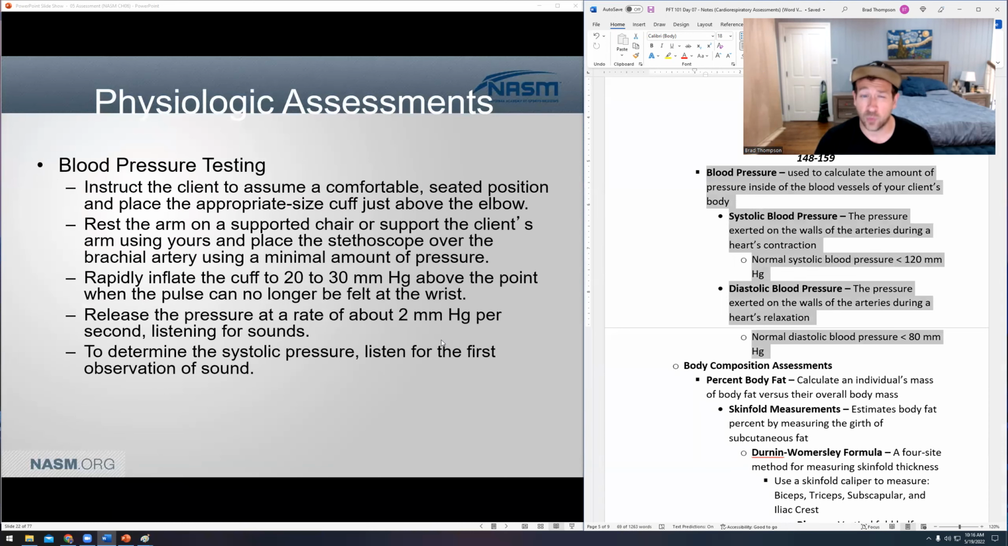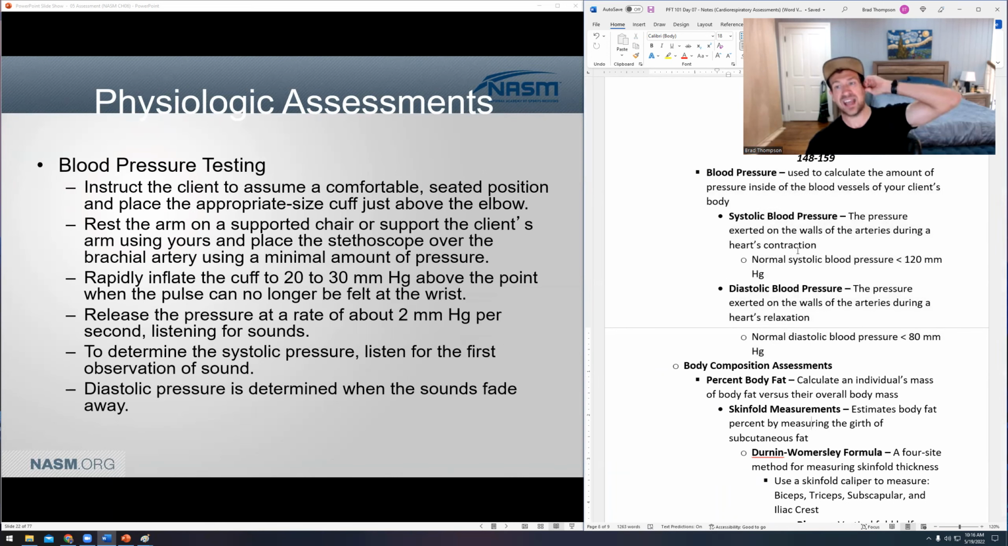If it's at 140 over 90, that's actually showing hypertension. That's high blood pressure. And this should be taken at rest as well.